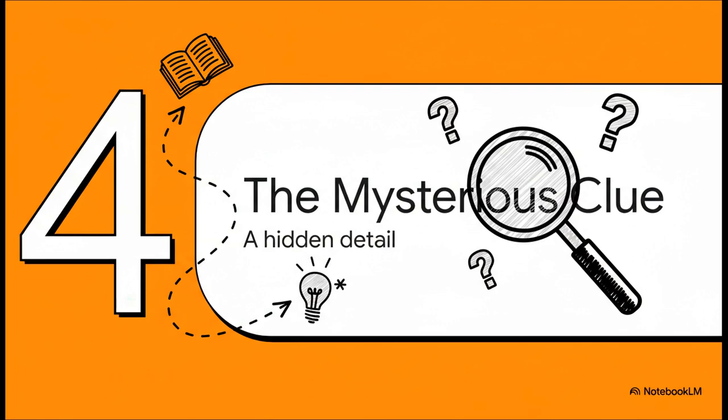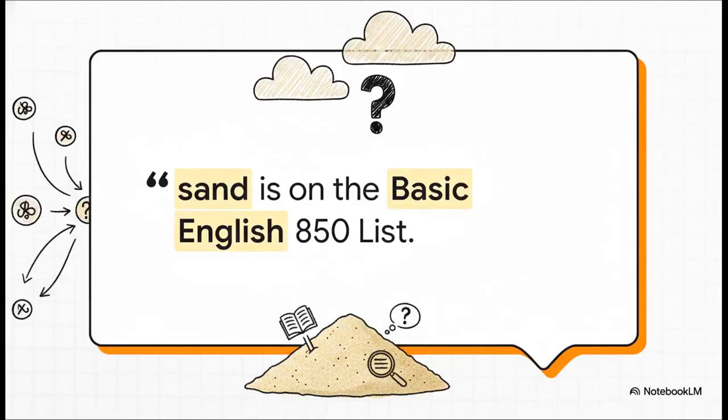Because while I was looking at that page, I spotted something. Something that didn't quite fit. A clue, hiding in plain sight. And there it is, just sitting there right at the top of the page, a little sentence that says sand is on the Basic English 850 list. And I just stopped and thought, what on earth is that? It's not a definition. It's not where the word came from. It's some kind of label.